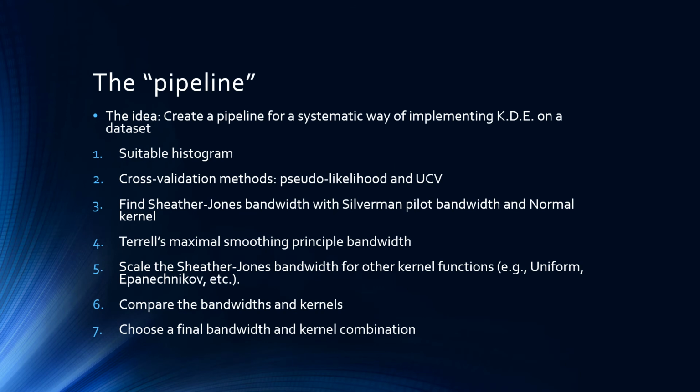So in the application, we're going to look at a pipeline for KDE, right? We're going to choose a suitable histogram, then use cross-validation, then Sheather-Jones, and then find Terrell's bandwidth, and then we're going to scale them, compare bandwidths, and then make a choice.